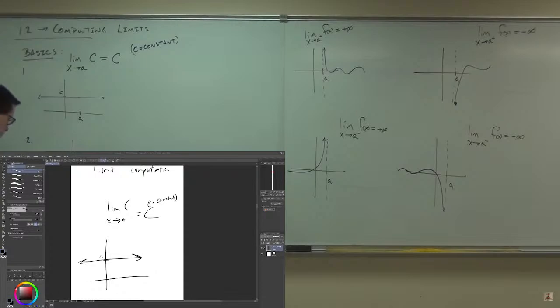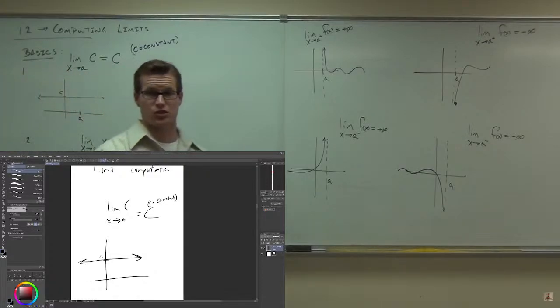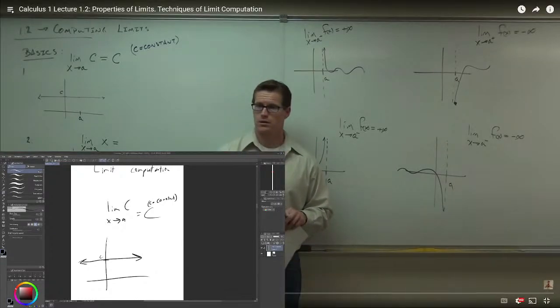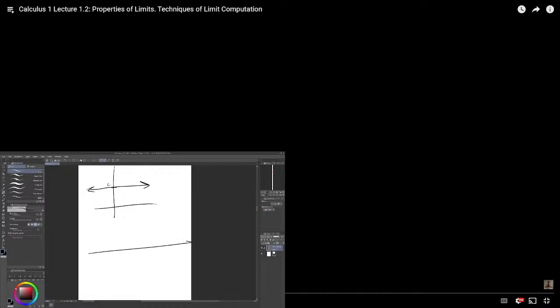Number 2. How about the limit of x as x approaches a? So what's the graph of just x, like y equals x? How's that look? It should be like this, right?